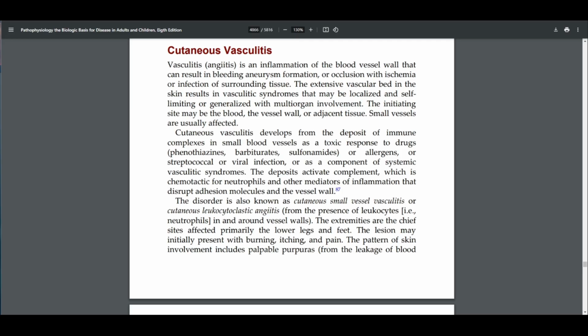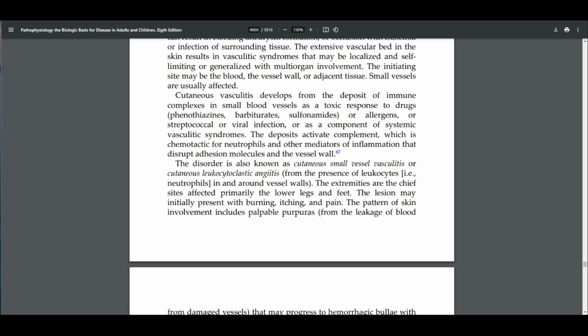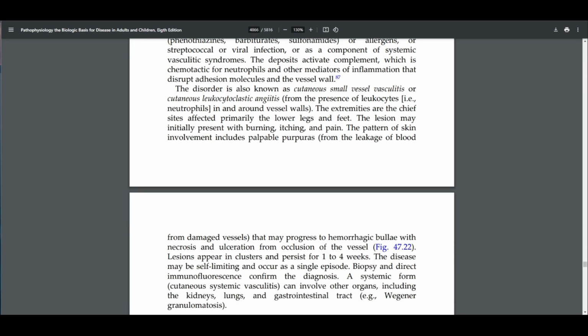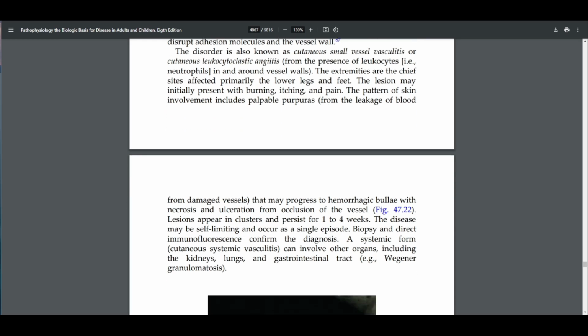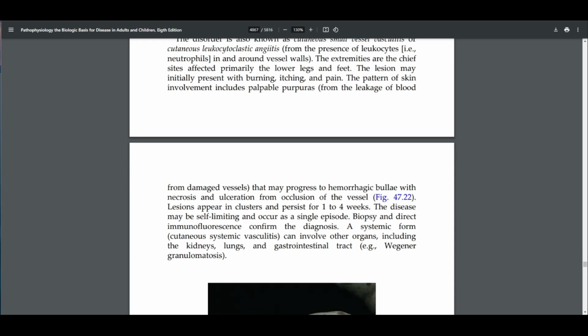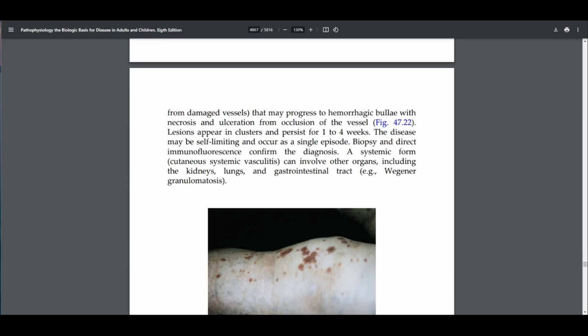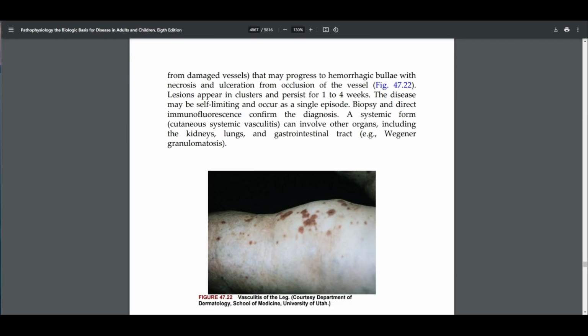The extremities are the chief sites affected, primarily the lower legs and feet. The lesion may initially present with burning, itching, and pain. The pattern of skin involvement includes palpable purpura that may progress to hemorrhagic bullae, with necrosis and ulceration from occlusion of the vessel.